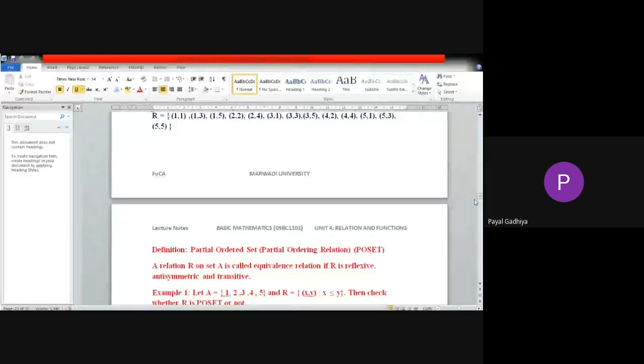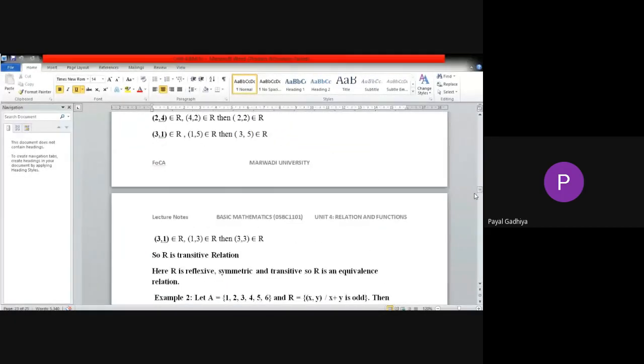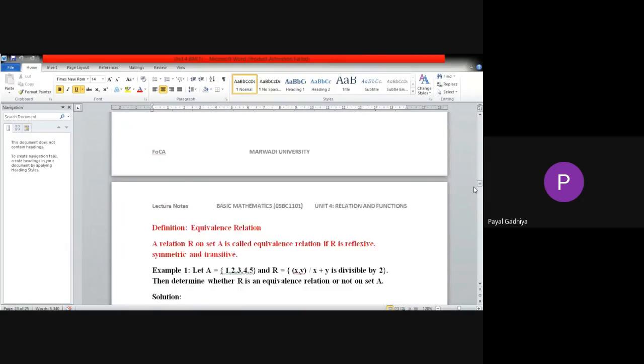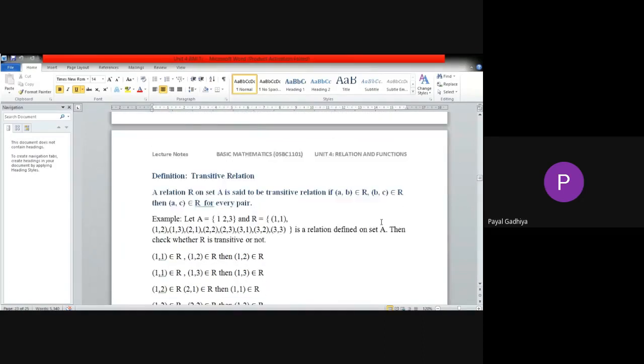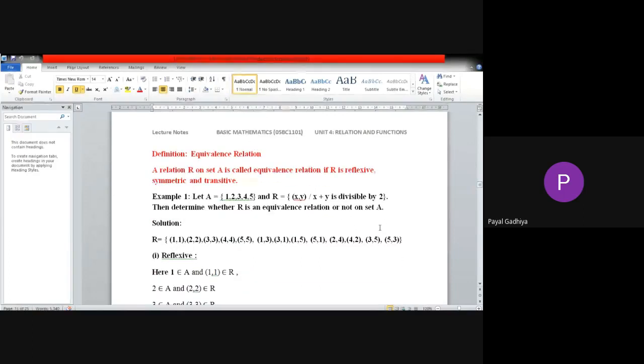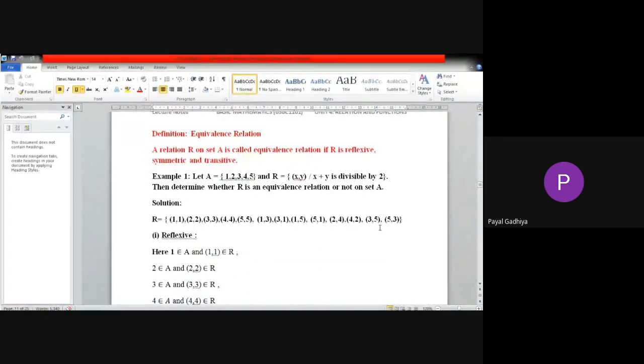So, in the previous session, we started the unit Relations and Functions. We are continuing with the same unit. In this unit, we have seen transitive relations, whether a relation is transitive or not. Now, let us start with the new topic, which is called equivalence relation.